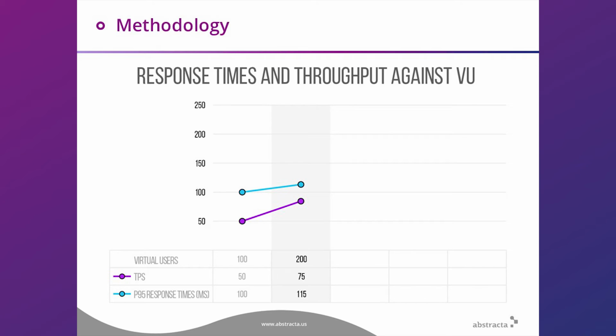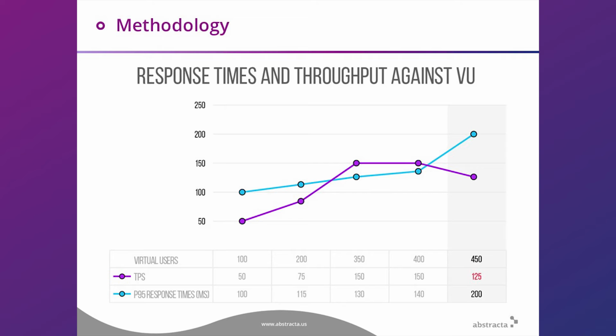So we will keep going. We have then 350, 400 users, and that's where we see that the transactions per second are not getting higher, they're not increasing. And then we see that with 450 users, the number of transactions per second decreases, so something has happened here.